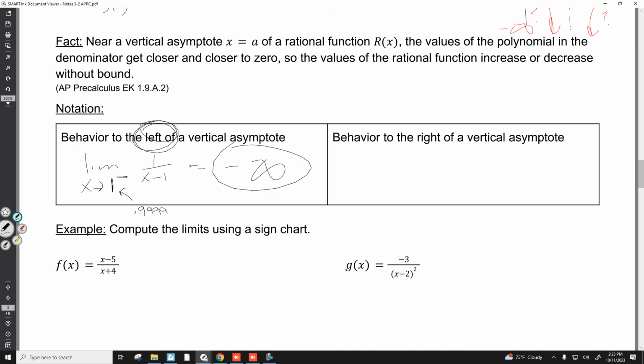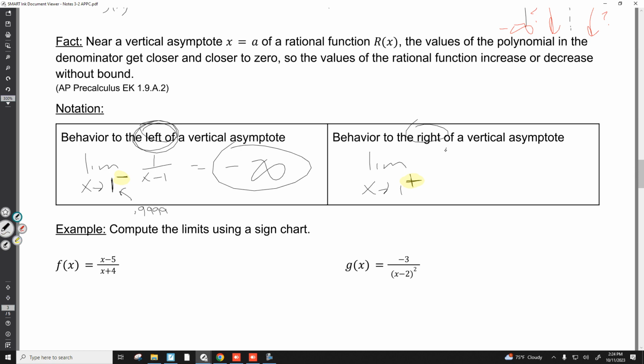This is going to be an answer, an infinity, like our end behaviors, only it's vertical asymptote behavior. You can look to the right of your vertical asymptote. And to denote to the right, you will use a plus in the exponent of your number. This is new, so make sure you're paying attention. This little exponent that's a negative or a positive means to the right or to the left.